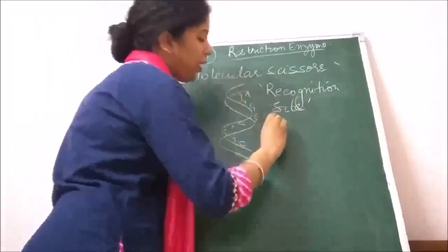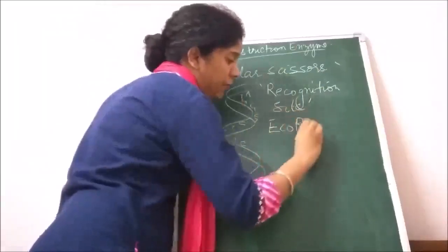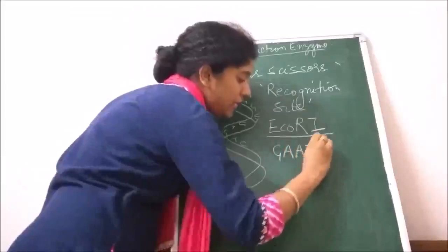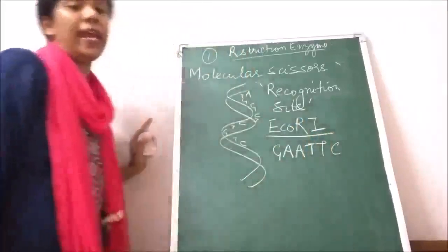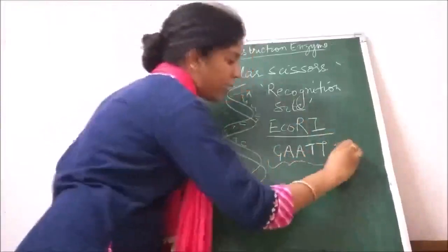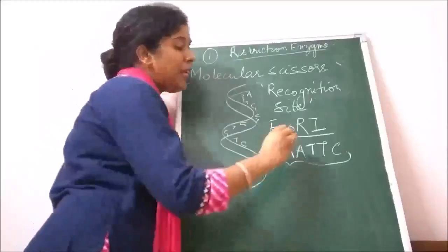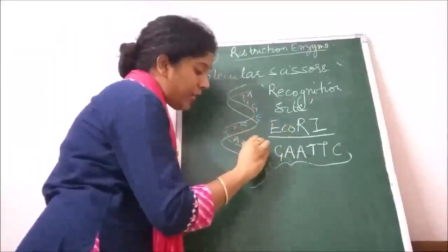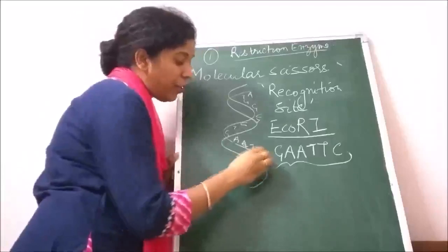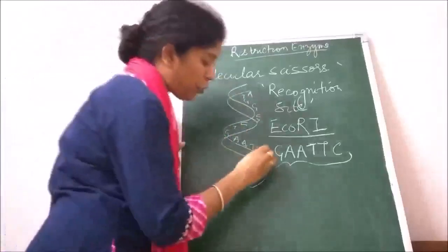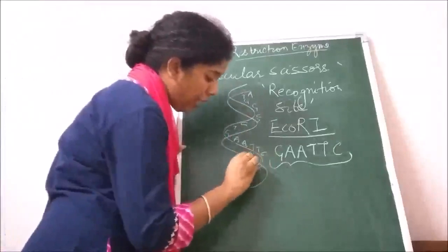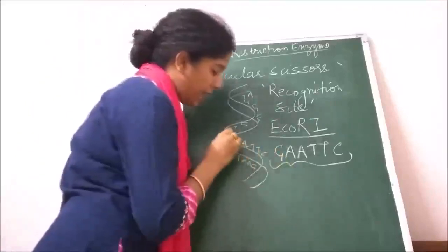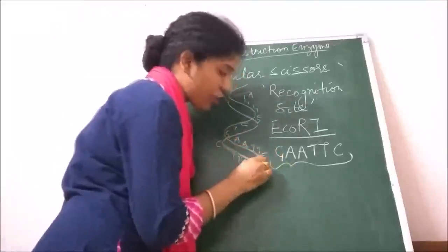For example, the restriction enzyme EcoRI. It cuts at a restriction site GAATTC. GAATTC is the restriction site for the enzyme EcoRI. That means it is going to cut wherever it finds the sequence GAATTC. And you can see that since the other strand of the DNA is complementary, the other strand is going to have GAATTC. So it is going to cut the DNA at the site wherever it finds its own restriction site.